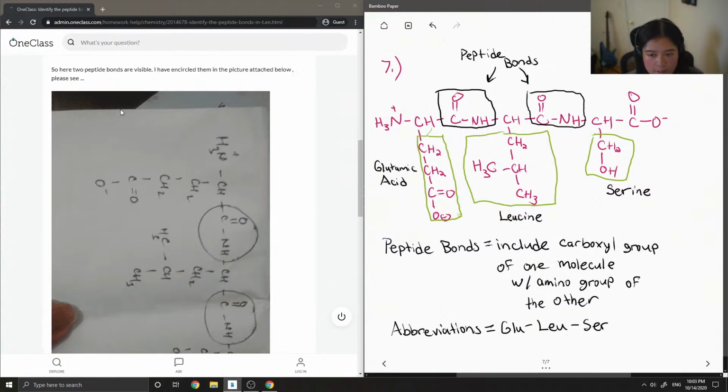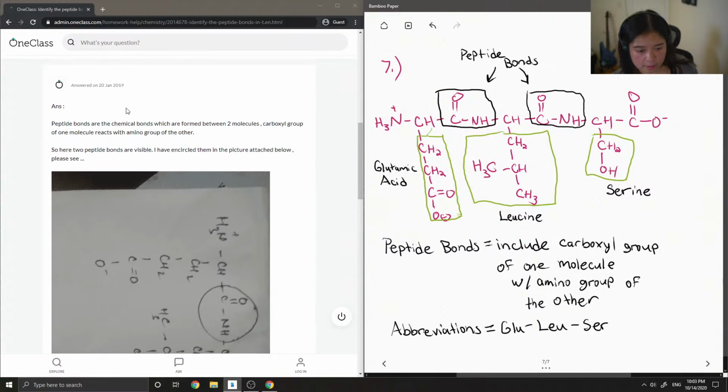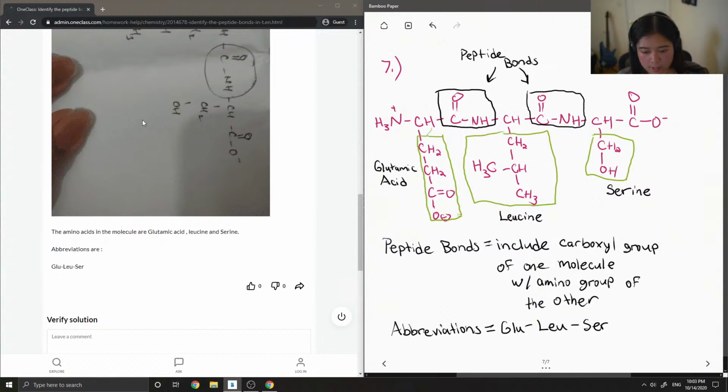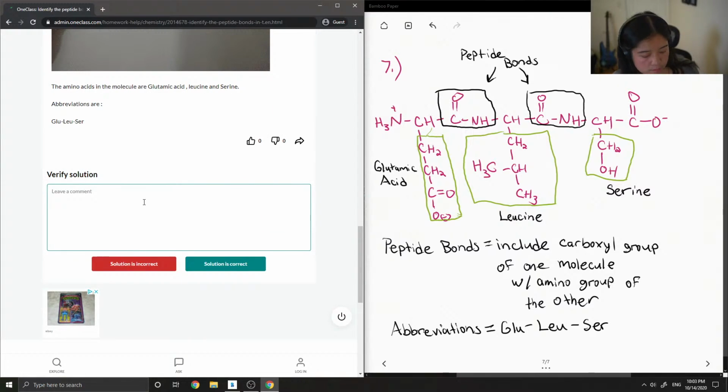Okay, so I know that this person got it right here. Peptide bonds are the chemical bonds which are formed between two molecules. The carboxyl group of one reacts with the amino group of the other. And they circled the correct peptide bonds. Answer is correct.